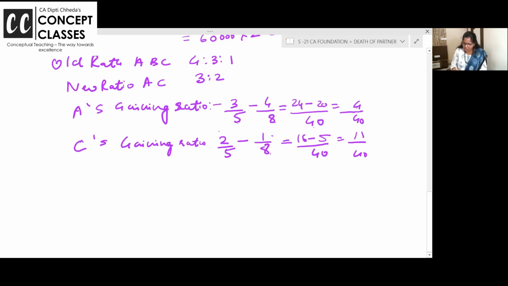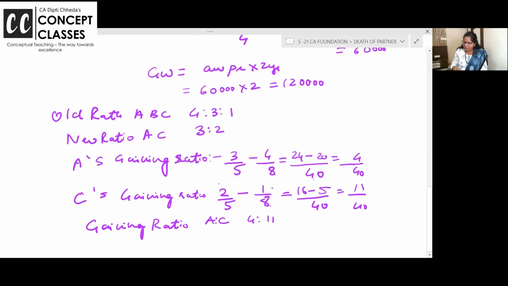Anyone in the class who is not following gaining ratio, ask me, unmute करके पूछो. And say you've done enough now this in retirement and all. Gaining ratio for A and C is 4:11.